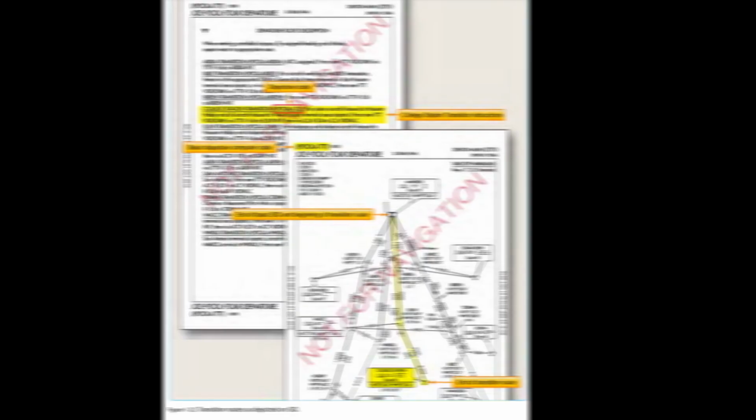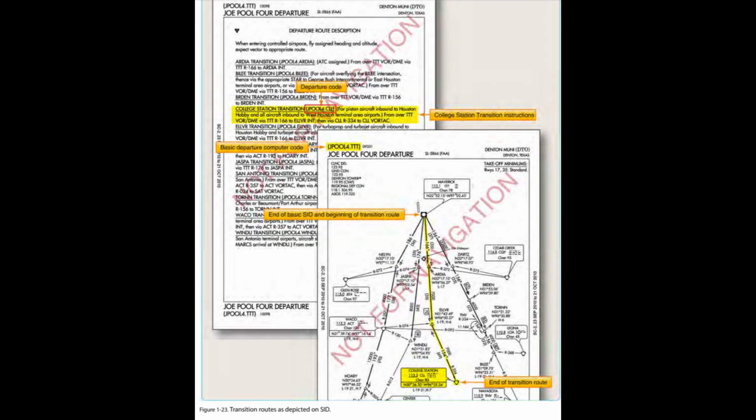Transition routes. Charted transition routes allow pilots to transition from the end of the basic SID to a location in the en route structure. Typically, transition routes fan out in various directions from the end of the basic SID to allow pilots to choose the transition route that takes them in the direction of intended departure. A transition route includes a course, a minimum altitude, and distances between fixes on the route.